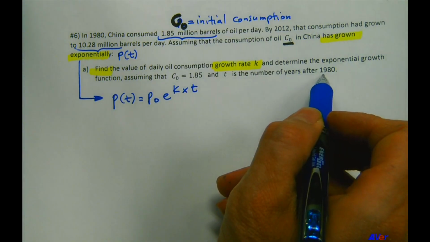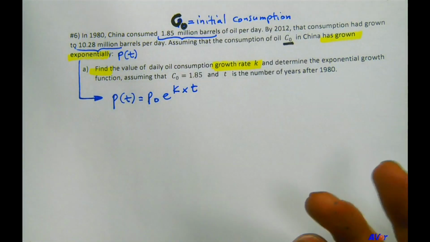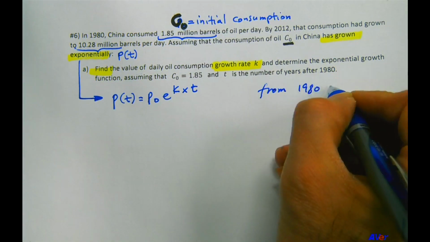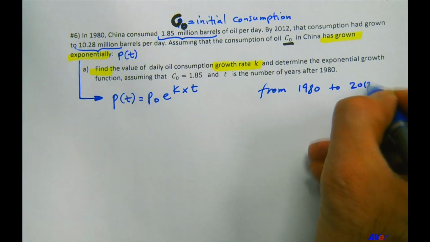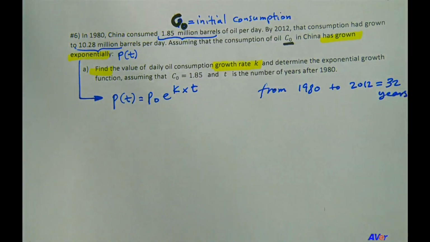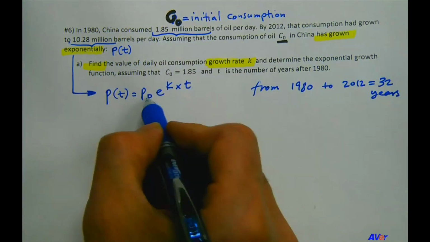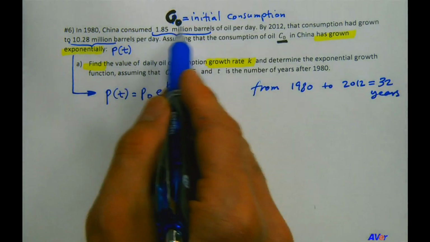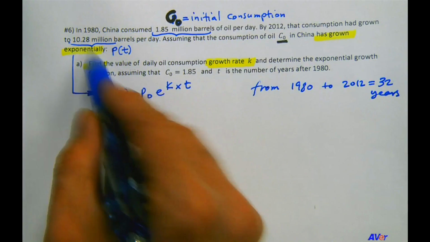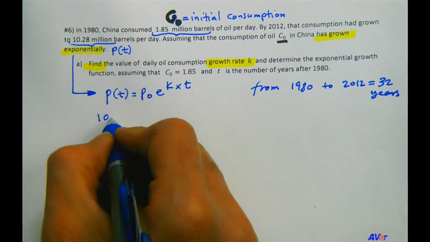So from 1980 to 2012, 32 years have passed. Okay? All right, so T is 32, P naught is 1.85, and the units are millions. And this P of T is 10.28 million. Okay, so let's substitute and solve for K.